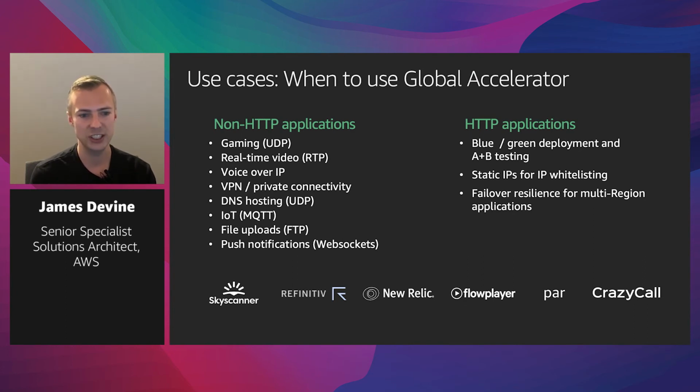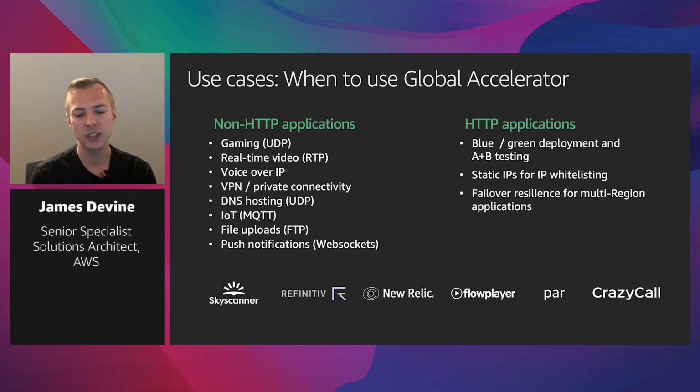Also on the HTTP side, so blue-green deployments, A/B testing, static IPs for IP whitelisting. I think that's a big one. I've seen a lot of customers want to do that. And then also failover resiliency for multiple region applications, especially if you have more interactive applications with dynamic content. Global Accelerator can really help there. Whereas if your application is more static content, it can benefit from caching. Something like CloudFront might be a better option there.